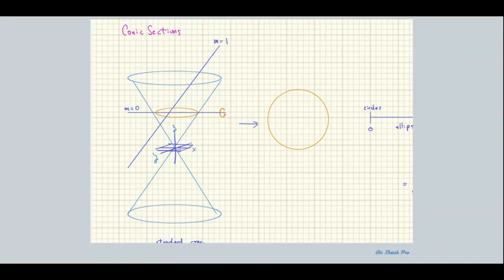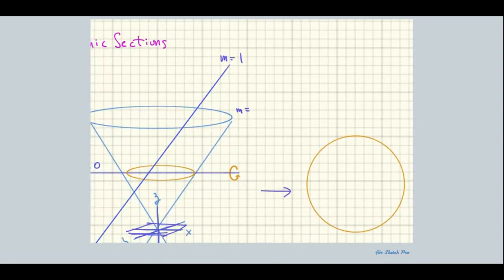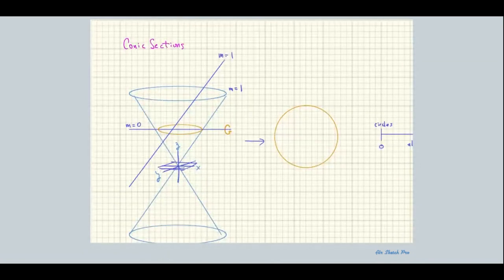And so as z goes up, the radius goes up, and I think of that ratio of the radius to the height above the xy plane as a slope. Okay? And so if the side of the cone has a slope of 1, then a slice directly across the cone is going to have a slope of 0. And if I do that slice, I will get a circle. And so that's the first of the 4 conic sections we're going to look at.